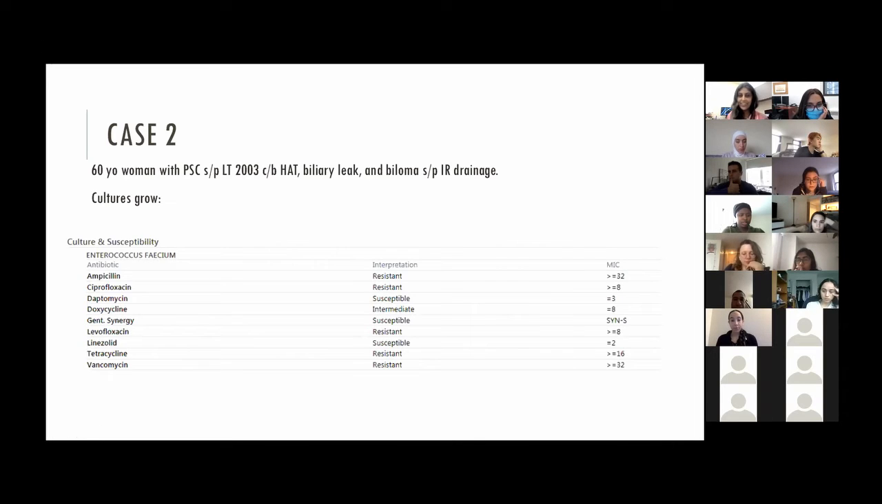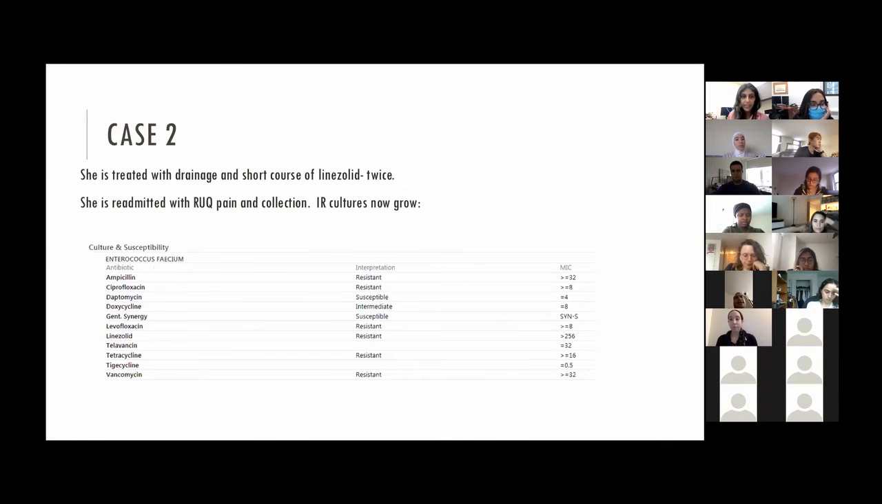VRE. Good. Okay, excellent. So this is a vancomycin-resistant Enterococcus specimen. So, how do we treat this? We usually use linezolid, right? Or daptomycin. So this patient did get linezolid twice, unfortunately, and then she's readmitted again.